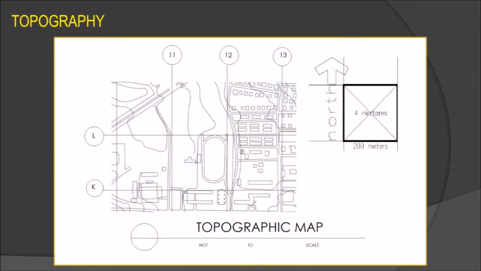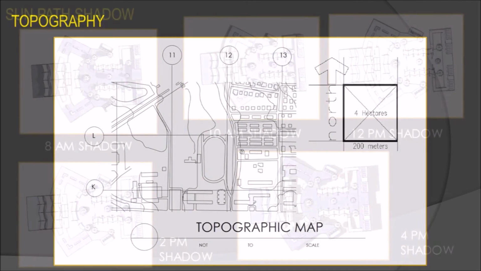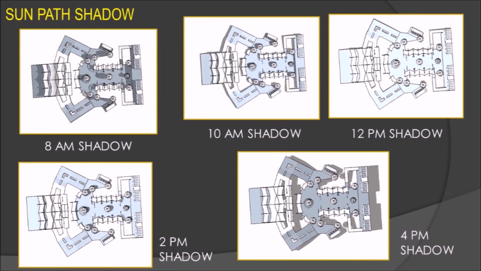Here's a picture showing the topography of our site. One box is equal to 4 hectares. This is the sun path shadow of our structure from 8 a.m., 10 a.m., 12 noon, 2 p.m., and 4 p.m., showing the different shades at every specific time.